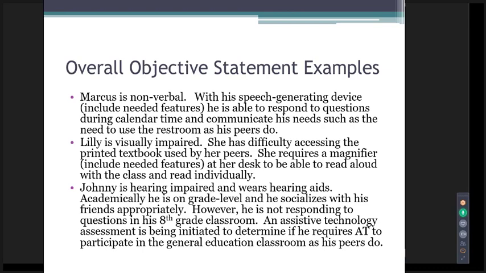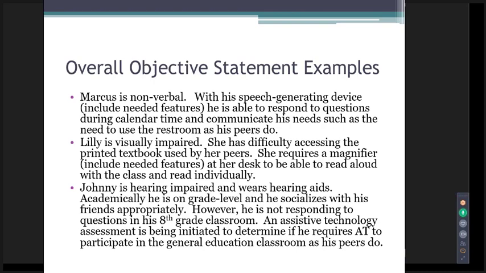For a visually impaired student, you might say she has difficulty accessing the printed textbooks used by her peers. She requires a magnifier with certain features, such as how many times the magnification is or whatnot, at her desk to be able to read aloud with the class and read individually.